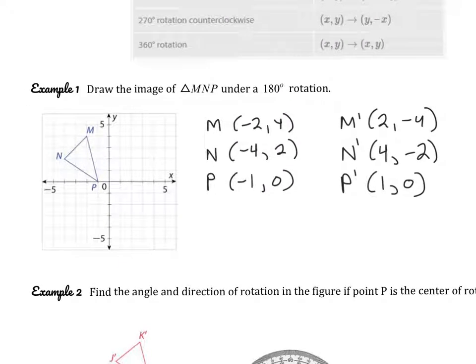If I plot those points, we should see this rotation. M prime is at 2, -4. And then N prime is at 4, -2. And P prime is at 1, 0. And there you have it. Imagine you took this figure and rotated it around the origin, which of course is the center of our XY axis. You'll see that it would fall right here. So you're rotating everything all the way around.